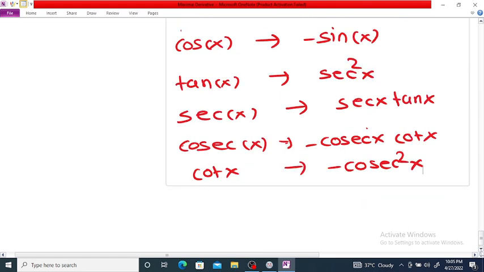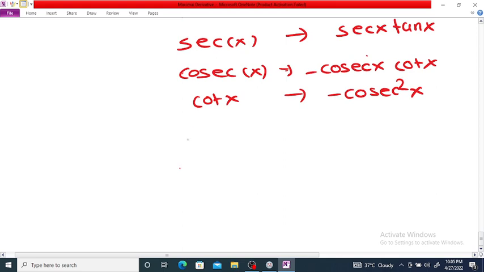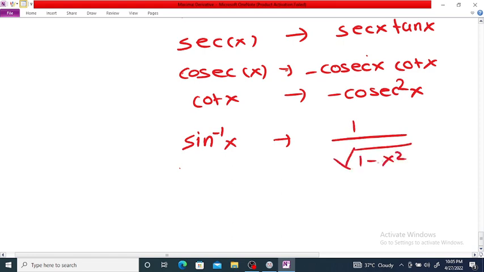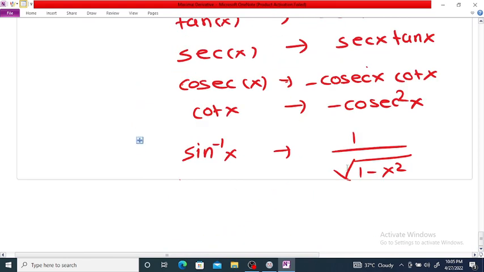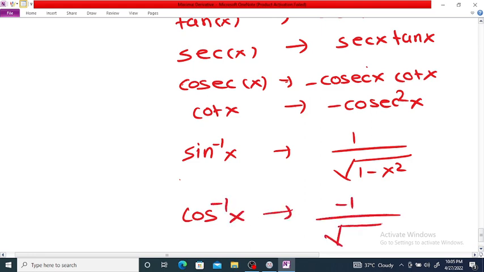Similarly, you can write the inverse trigonometric functions. Sine inverse x has derivative equal to 1 divided by square root of 1 minus x square. Okay, correct? Let me check what the derivative of sine inverse x is. Yes, 1 divided by square root of 1 minus x square. For cos inverse x, it is equal to minus 1 divided by square root of 1 minus x square.